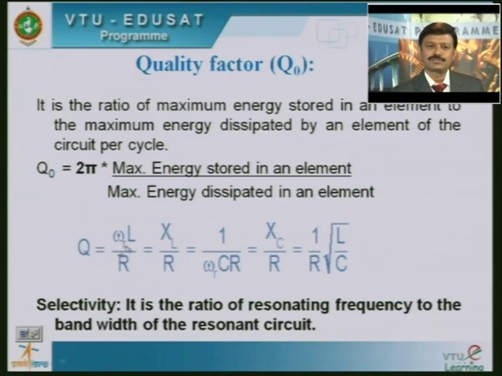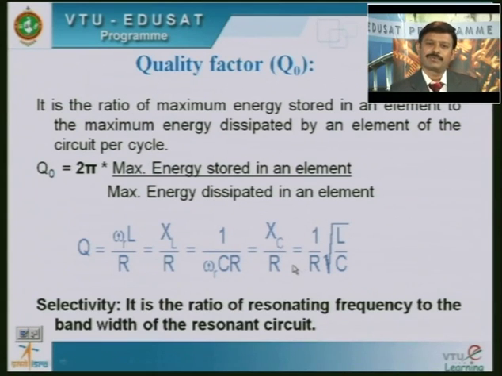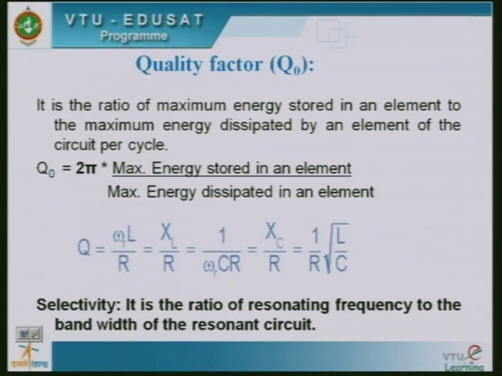Q is equal to Q naught is equal to omega R by L. Omega R is the resonating frequency, L is the inductance, R is the resistance, and XL by R, if you have XL directly, we can calculate. Another expression is 1 by omega R into RC, and one more expression is Q naught is equal to 1 by R square root of L by C. So, this is how we got these expressions.